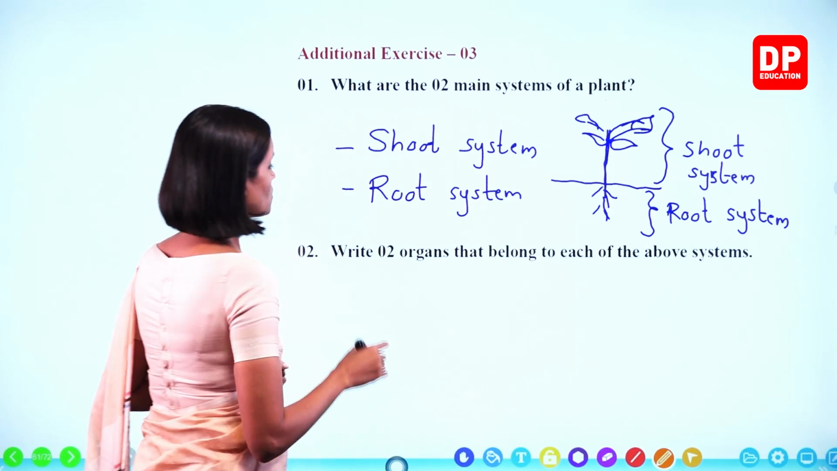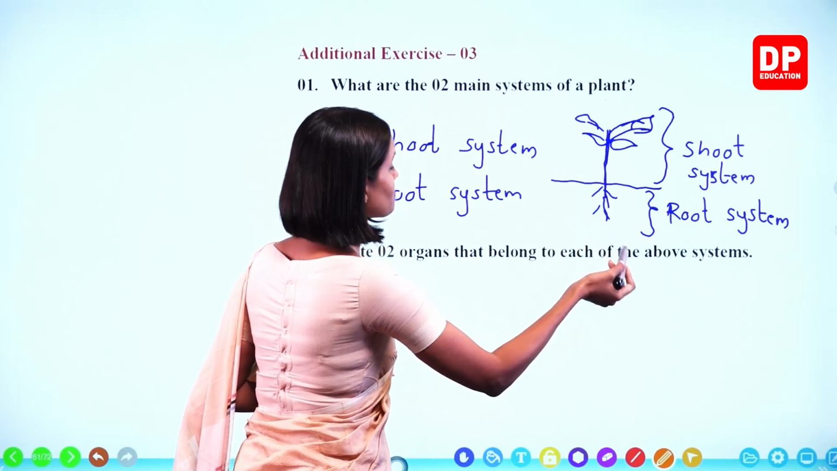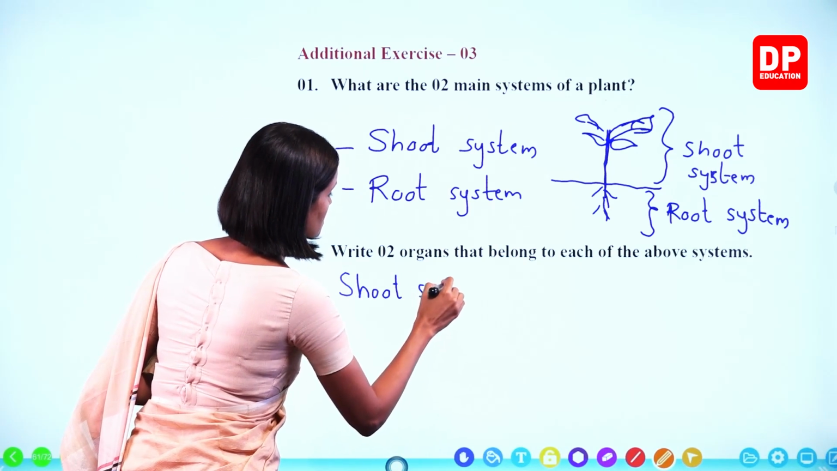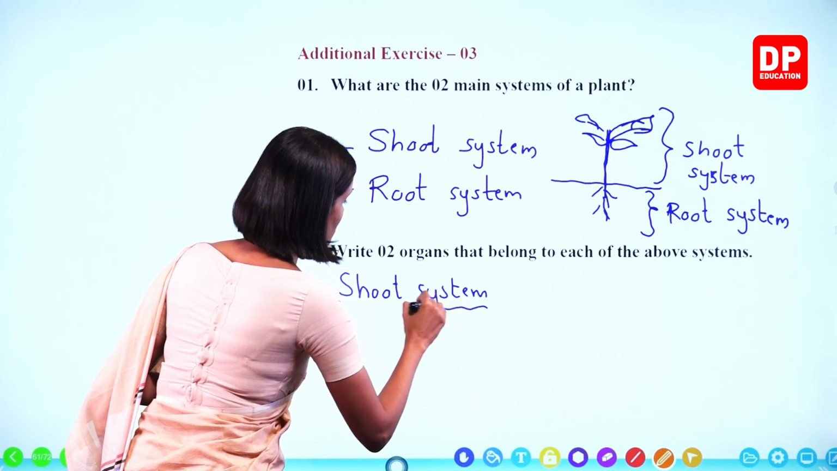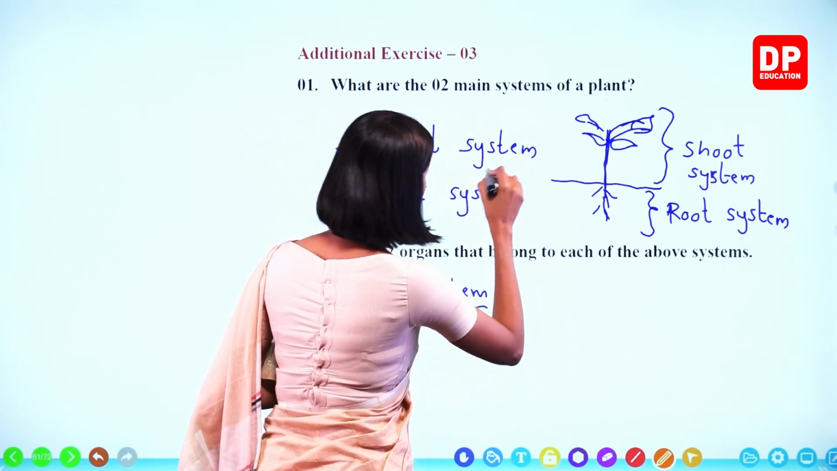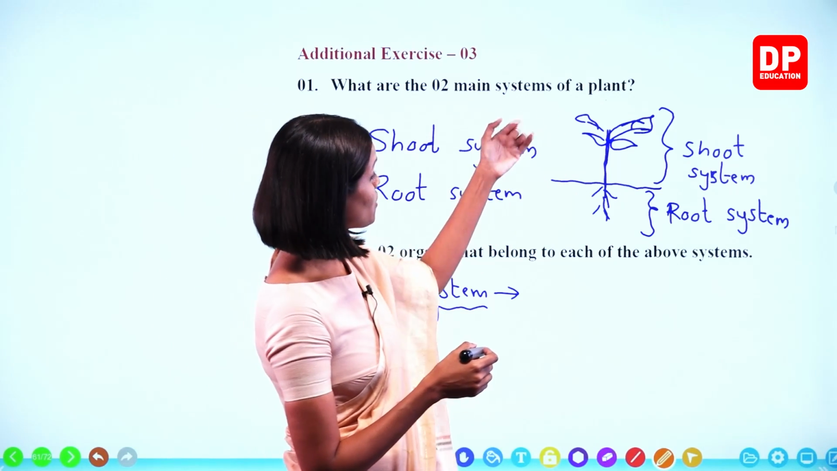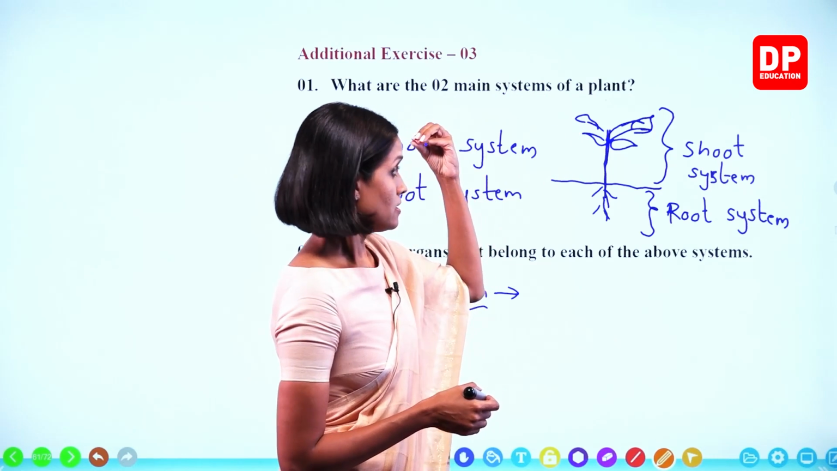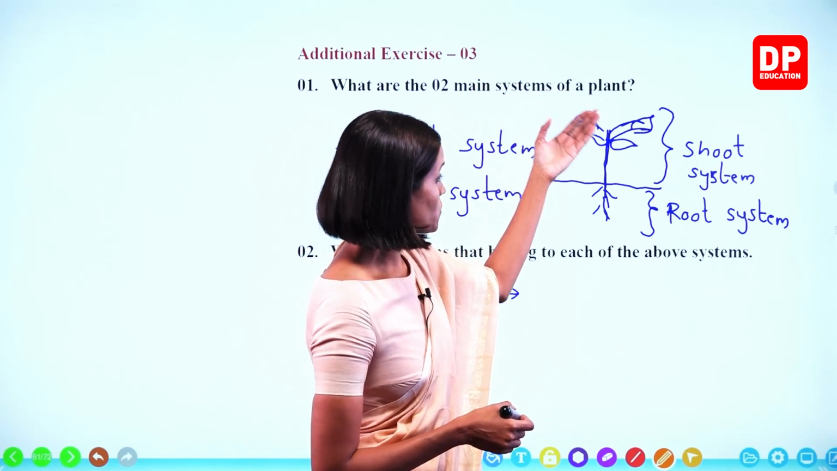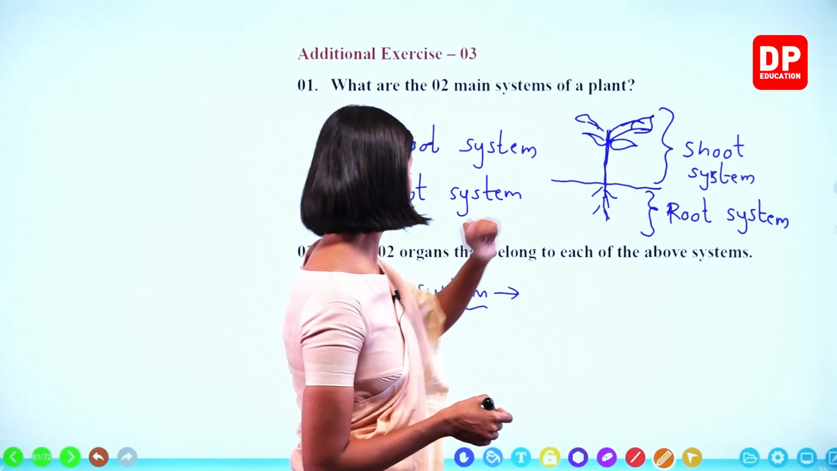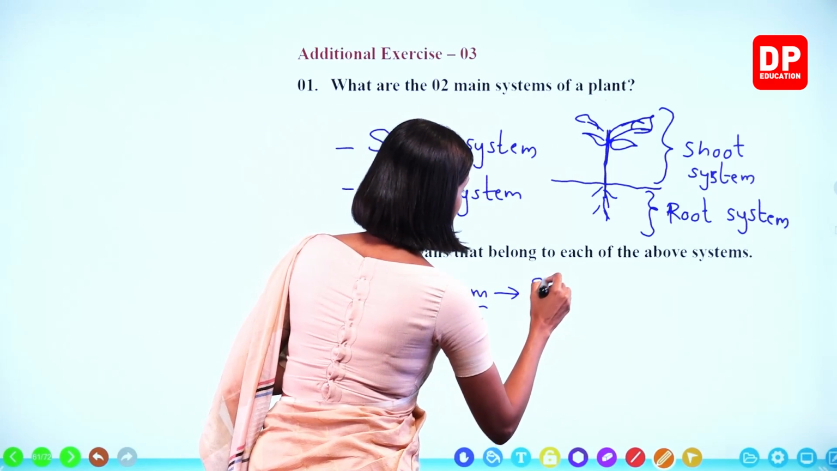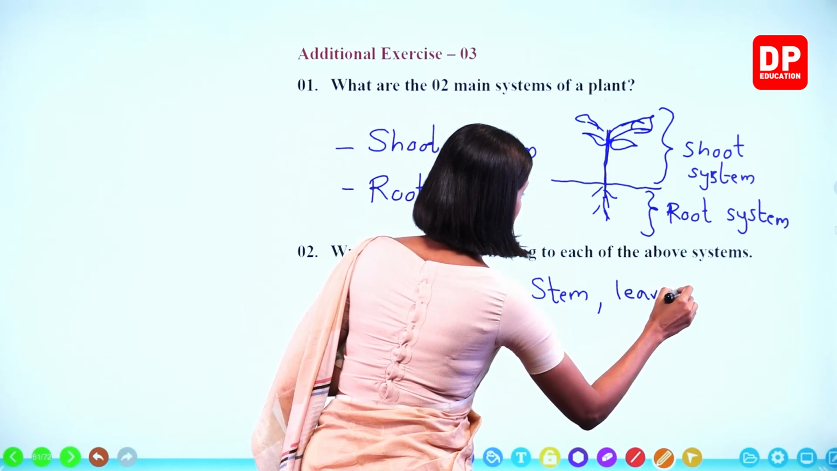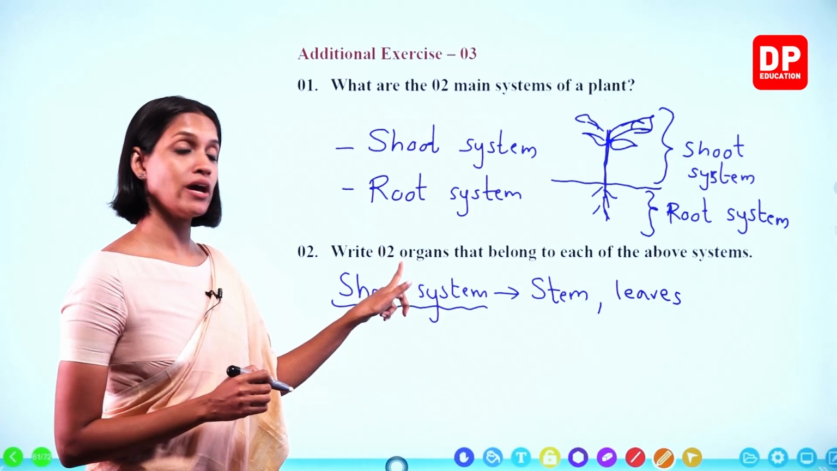Right. Write 2 organs that belong to each of the above systems. Let's consider the shoot system. It's very easy. What are the organs that belong to the shoot system, the part that is above the ground? The stem, the leaves, the branches, the flowers, the fruits, they all belong under the shoot system. They are the organs that belong to the shoot system, right? So let's write the stem and the leaves, right? We have to write 2 each.